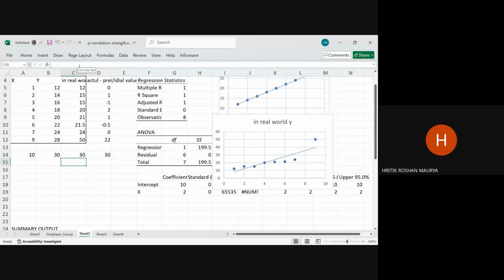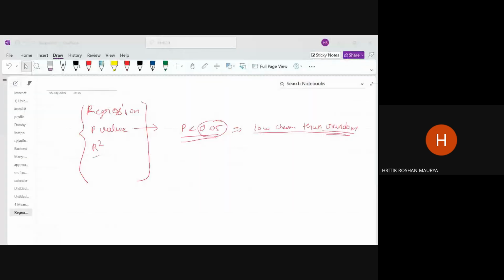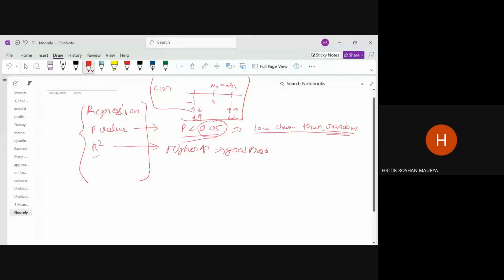Okay, the p-value part is clear, the correlation part is clear. Higher value means good prediction. And then there is the correlation value. The value is between -1 and 1, and 0 means no relation. 1 means one increases, another increases, one decreases, and another decreases. And here the reverse thing. This is the correlation, this is the p-value, and this is the r square.